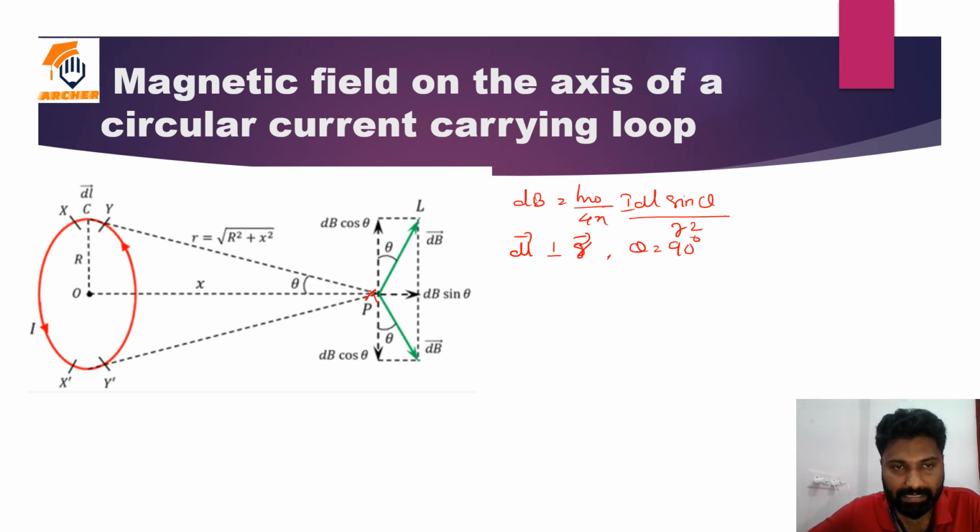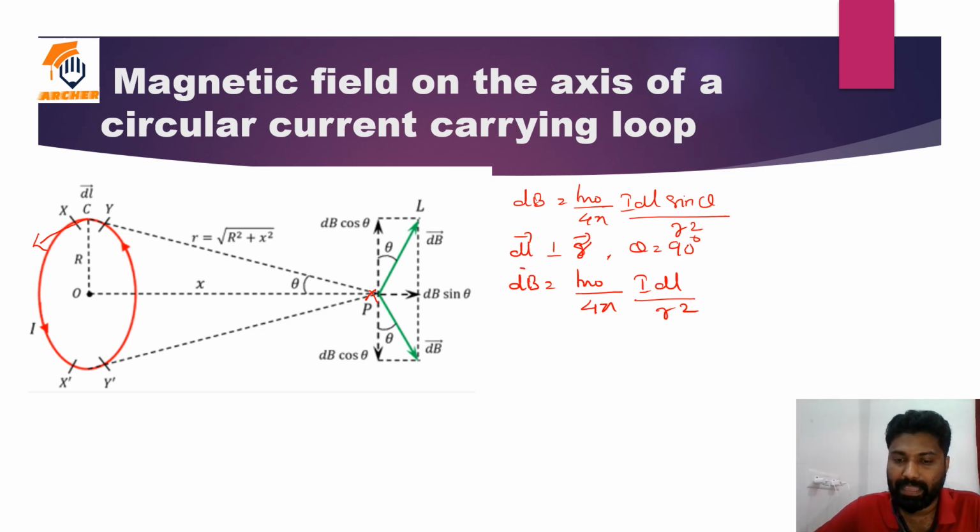This is our dl vector and this is the r vector, so that is in a slanting way. It will be slanting like this. So here we are considering this as 90 degrees. So this equation will become dB equal to mu 0 by 4 pi, I dl divided by r square.